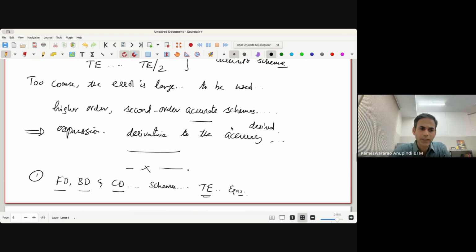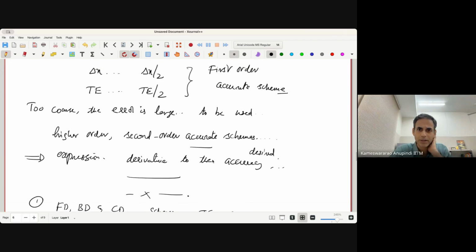We'll decide. Most likely we'll keep it, depending on how much we cover. We'll definitely have the first chapter and second chapter, that is solutions to systems of linear equations and nonlinear equations. Depending on how much we cover, we can also keep the basics of finite difference method.